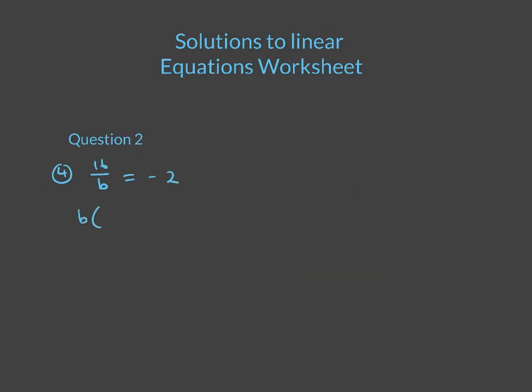16 over b is minus 2. Multiply b on both sides. 16 is equal to minus 2b. Minus 2b is equal to 16. Divide by minus 2 on both sides. b is equal to negative 8.